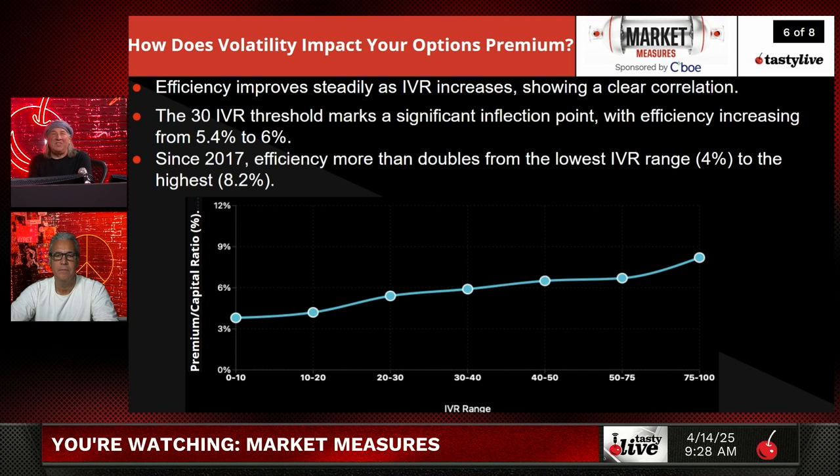And since 2017, efficiency more than doubles from the lowest IVR range to the highest. So just to show you, we're not trying to push the envelope too far. We're just saying that after you get a period of market dysfunction and uncertainty and the heightened volatility we have, you enter into these periods like we may be in right now. I don't know for sure, but it feels like we may be entering this period right now where it actually gets really good for a while. I'm getting that feeling. What do you think? Agreed. I agree with you. Let's go next slide.